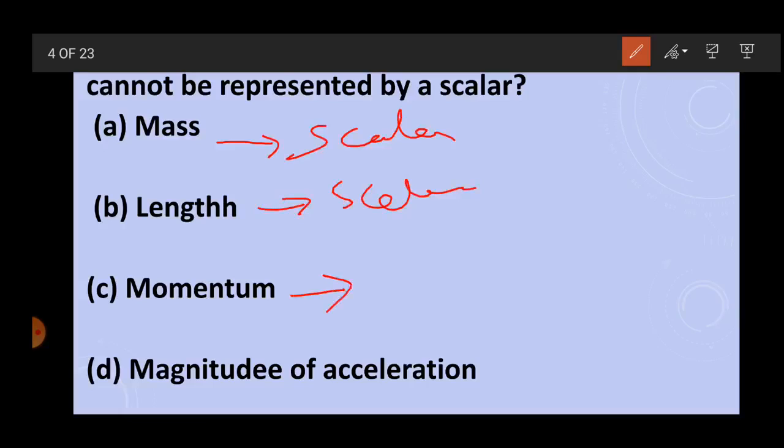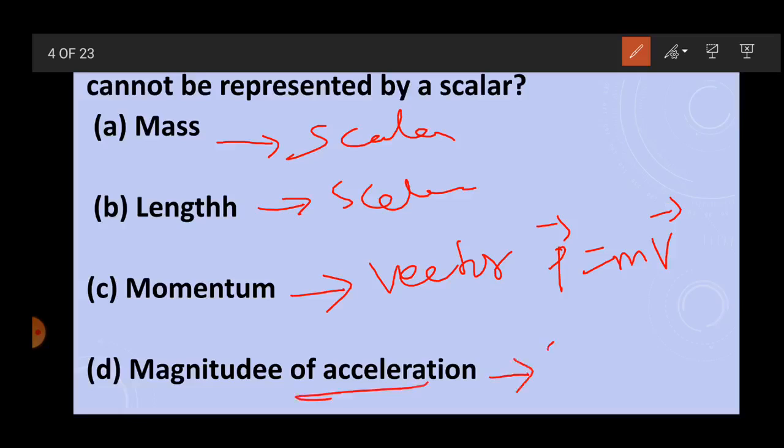Momentum is a vector quantity. Momentum is a vector quantity, therefore p is equal to mass into velocity. Mass is a scalar quantity, velocity is a vector quantity. So a vector multiplied by a scalar is a vector quantity. And option D, magnitude of acceleration. This is a scalar quantity. Magnitude is nothing but a scalar. So momentum cannot be represented by a scalar. Option C is the correct answer.